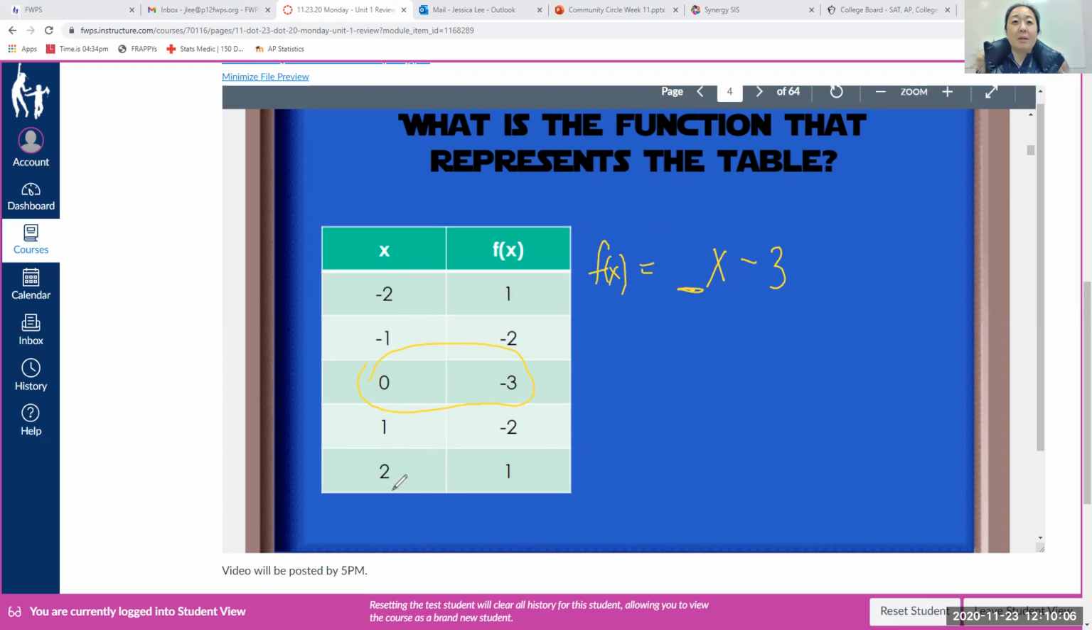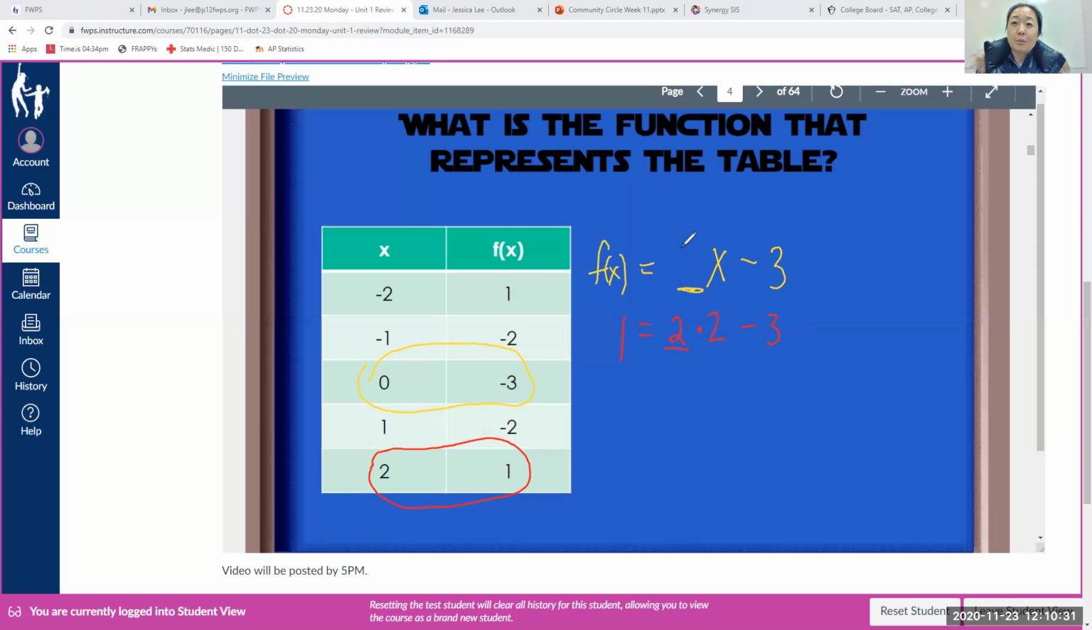I don't have a really big number here, so I'm going to just try this 2 here. So if I put in a 2, I get out a 1, right? So I'm going to put a 2 here, and I'm going to multiply it by something and subtract 3 to get a 1. Well, 2 times 2 is 4 minus 3. So the question is, is this 2 or is it x?